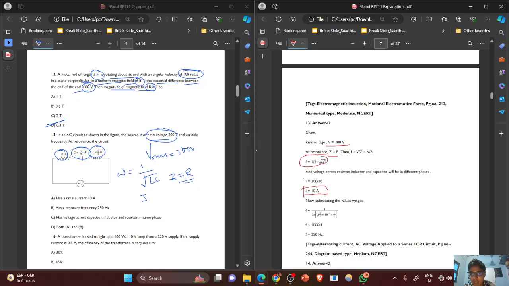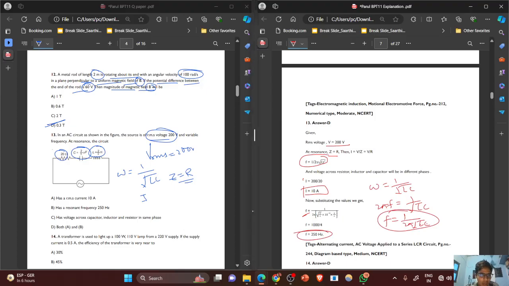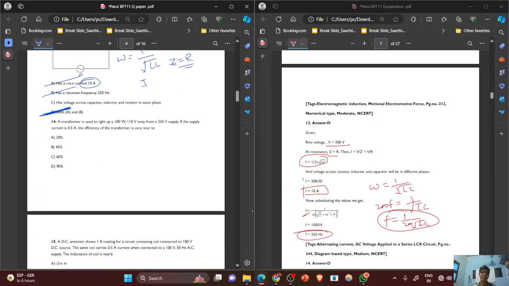Once you get the value of current and work out the frequency value, the frequency will be 250 hertz. So at resonance, omega is equal to 1 by root LC. Omega equals 2 pi f equals 1 by root LC. So from here f equals 1 by 2 pi root LC. Putting the value of LC, you get the value of frequency. As you know, frequency is 250 hertz. RMS current is 10 ampere; yeah, it is also correct. So A and B both are correct options, so option D is your correct answer. Your final answer will be option number D.